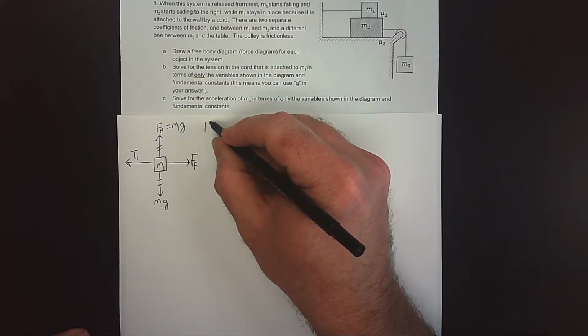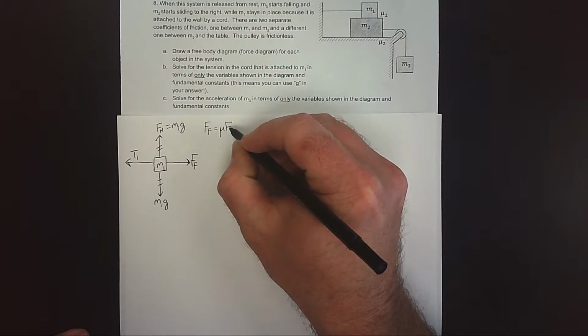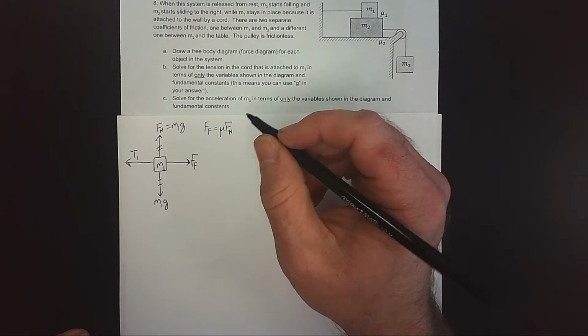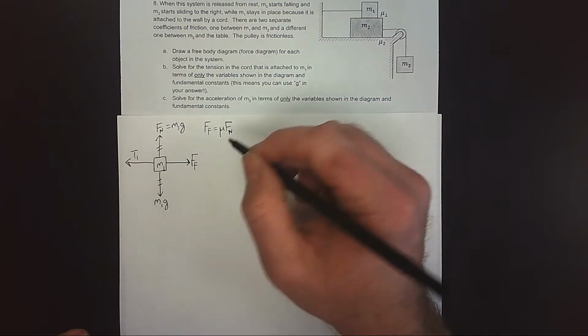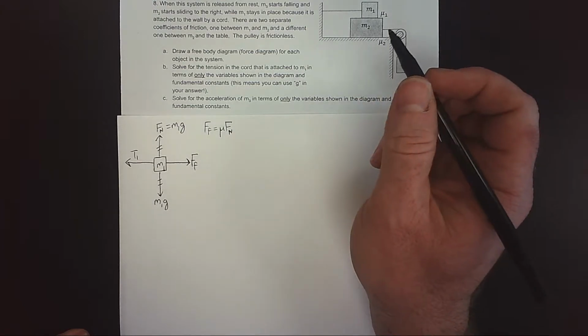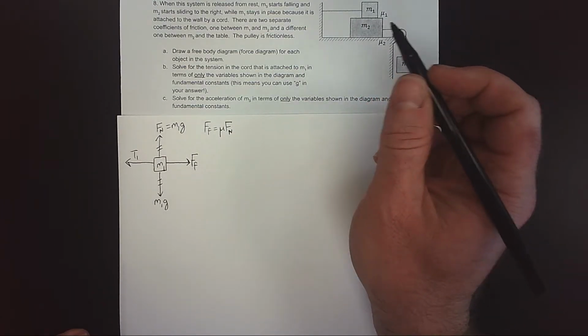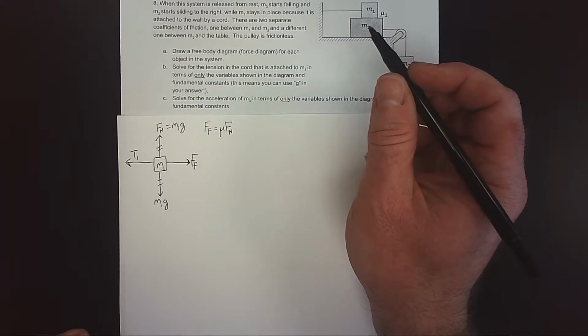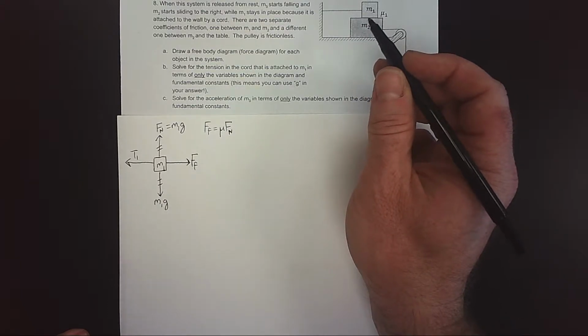We know that the force of friction is equal to the coefficient times the normal force. Actually, in this case, it's static friction. Well, no, in this case, it won't be static friction. It would be static friction if the rope wasn't there and M1 was sliding along with M2. But because M1 is locked in place and can't move, this will be kinetic friction. These two surfaces will actually be grinding along each other.